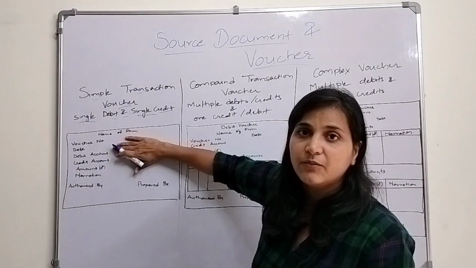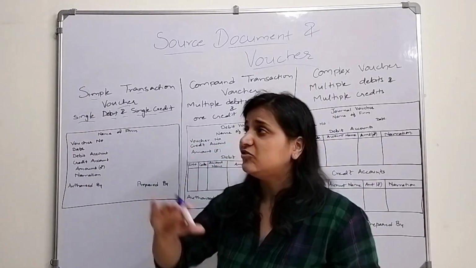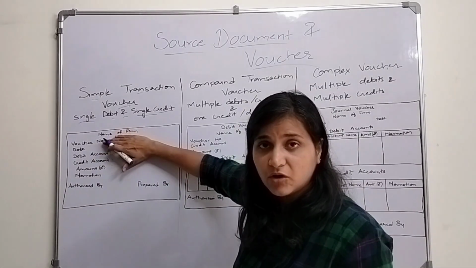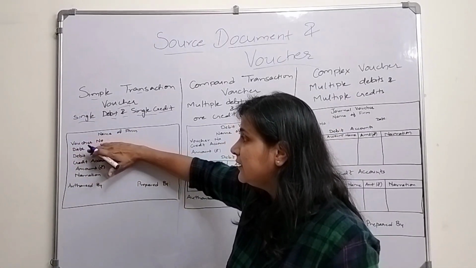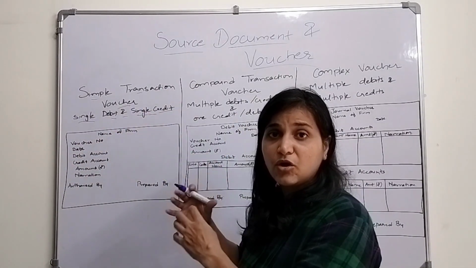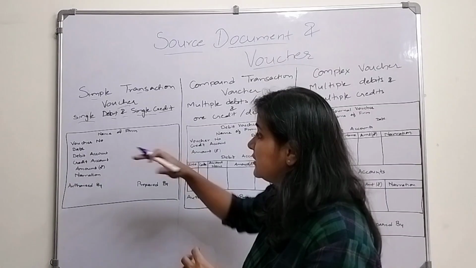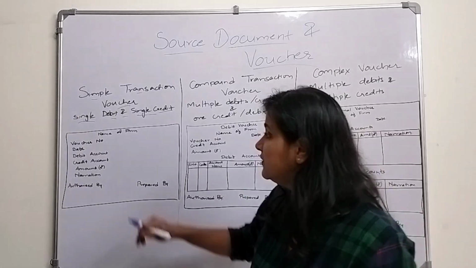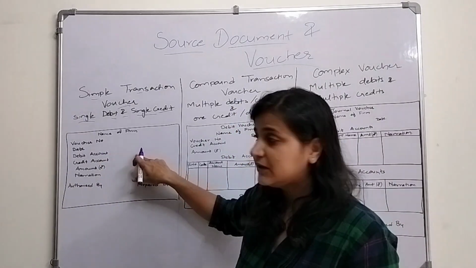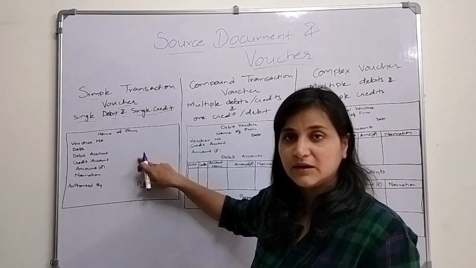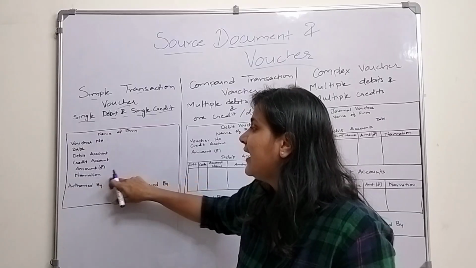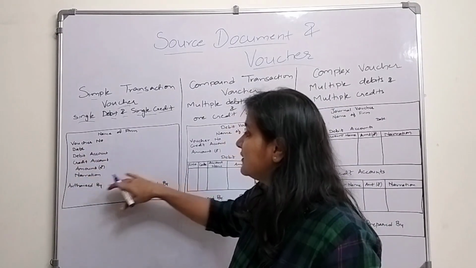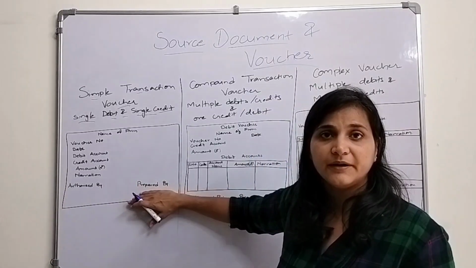The firm will prepare a voucher wherein they have to mention these things: the name of the firm, the voucher number, which is recorded in chronological order, so the serial number, the date on which the transaction has occurred, which account has been debited, which account has been credited, the amount, and the narration. Narration means the explanation, what you did.